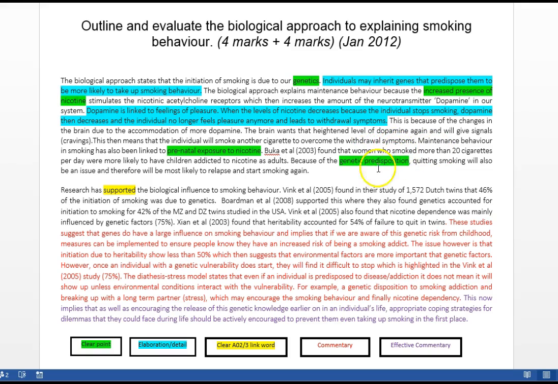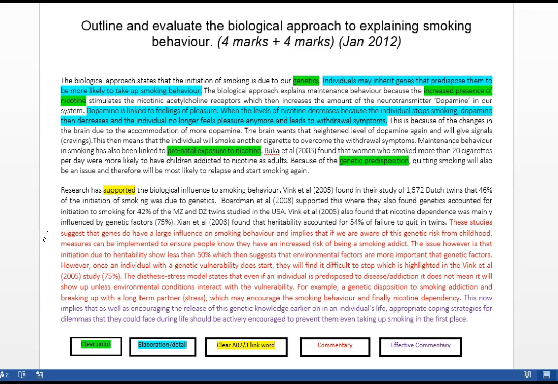Okay. Maintenance behavior in smoking has also been linked to prenatal exposure to nicotine. Again, another clear point. And Booker et al. 2003 found that women who smoked more than 20 cigarettes per day were more likely to have children addicted to nicotine as adults. Again, you are elaborating, I didn't highlight that, but you are elaborating in more detail. And because of genetic predisposition, again, it's another clear point, quitting smoking, here we're talking about relapse, will also be an issue and therefore will be most likely to relapse and start smoking again. Okay, so these are nice clear points that you've made for your AO1. You've elaborated those for your AO1, etc. You've given different reasons and you've spoken about the biological approach as a whole. Okay.